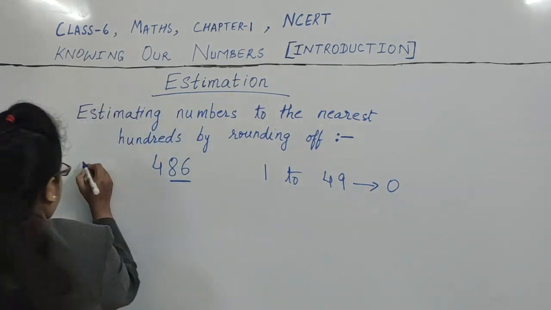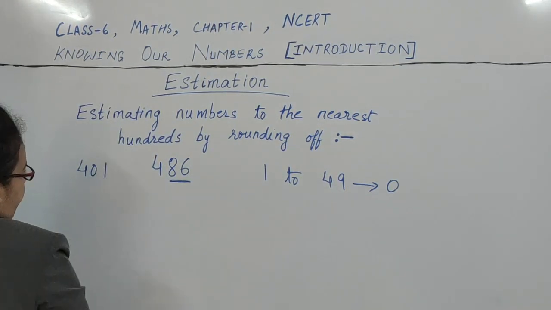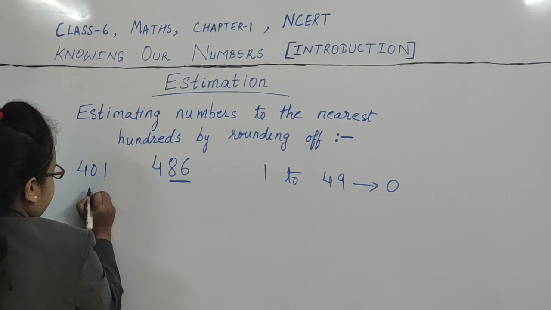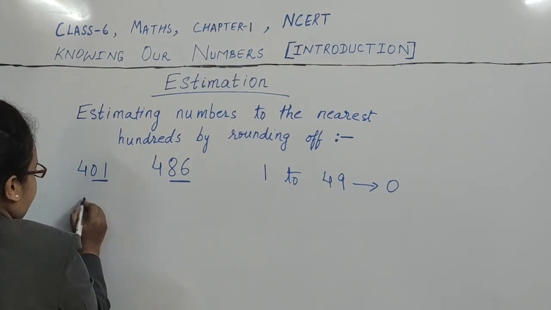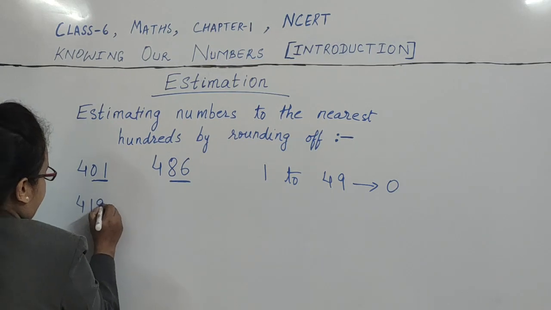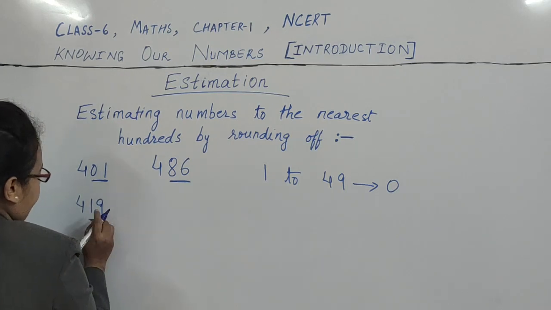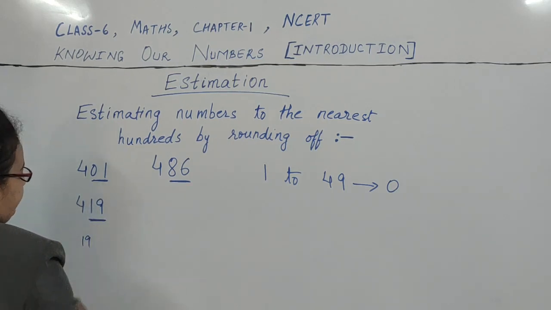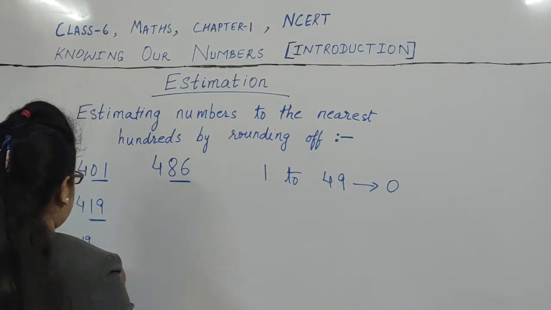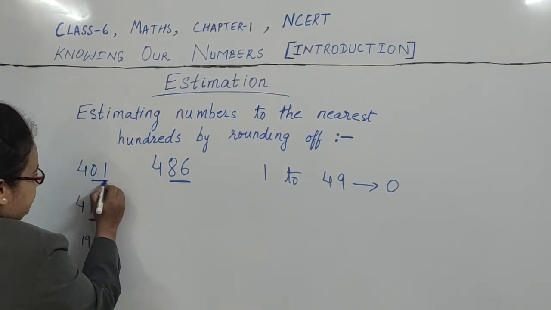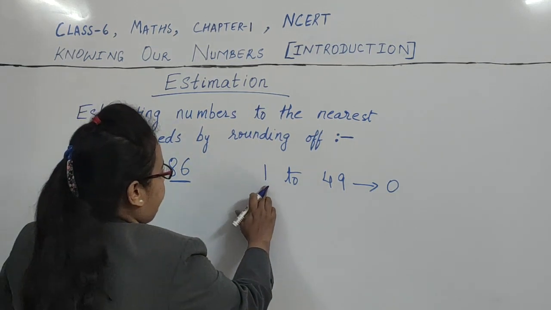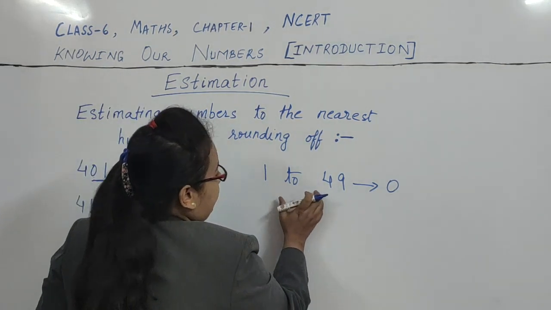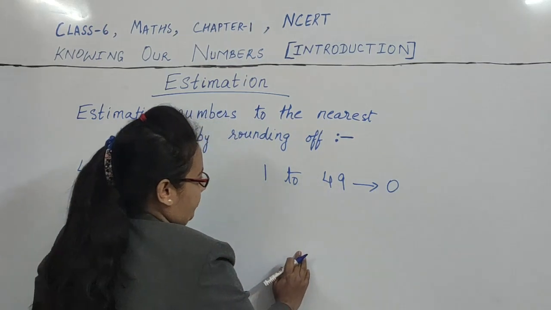See, a number can be 401. So the digit at the ones and tens place will be this. 1 will be the number. If 419, these two will make one number, 19. So what we have to do: if the number formed by these two digits is between 1 to 49, it will be rounded off to 0.